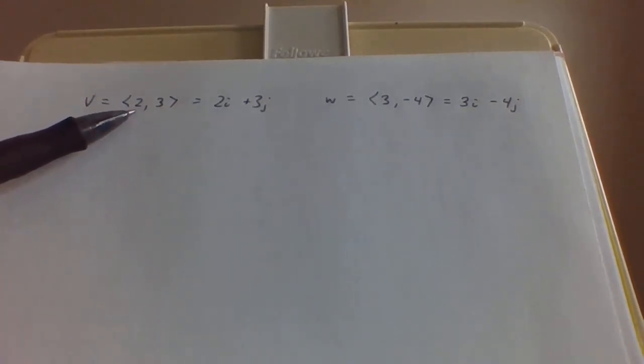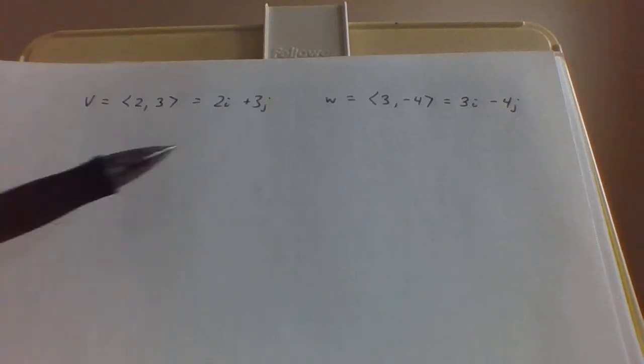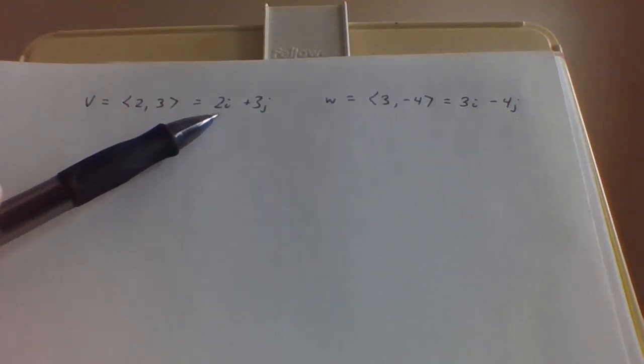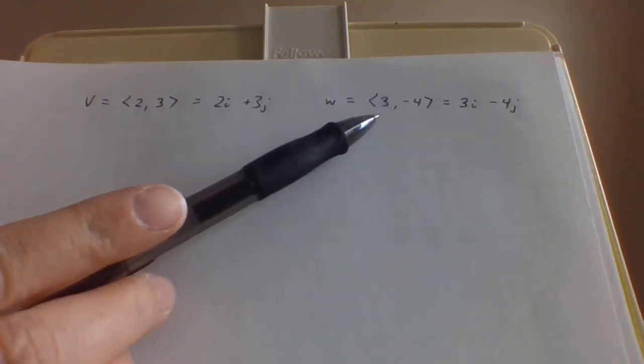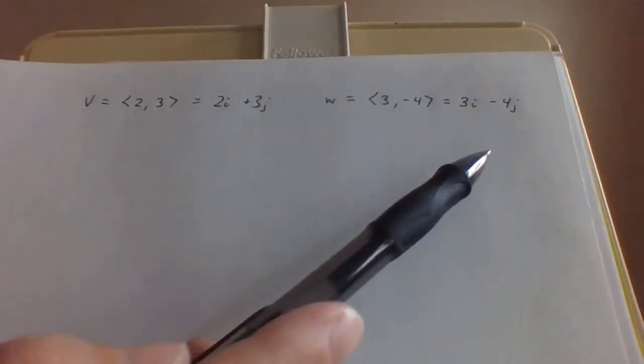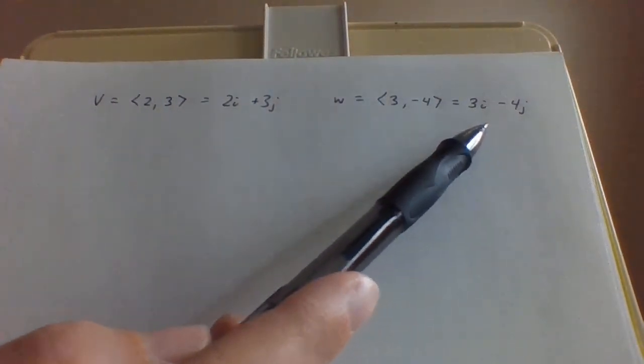Let's take a look at a few examples. Let's start with vector v as the vector (2, 3). We could also write this in the form 2i plus 3j. We also have vector w, which is the vector (3, -4). Again, you might see it in this notation instead, 3i minus 4j.